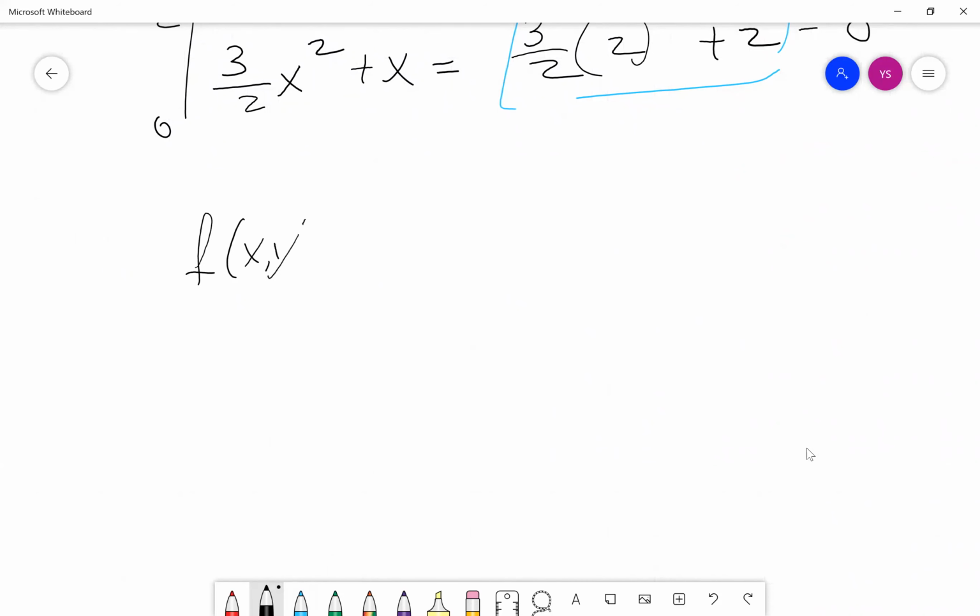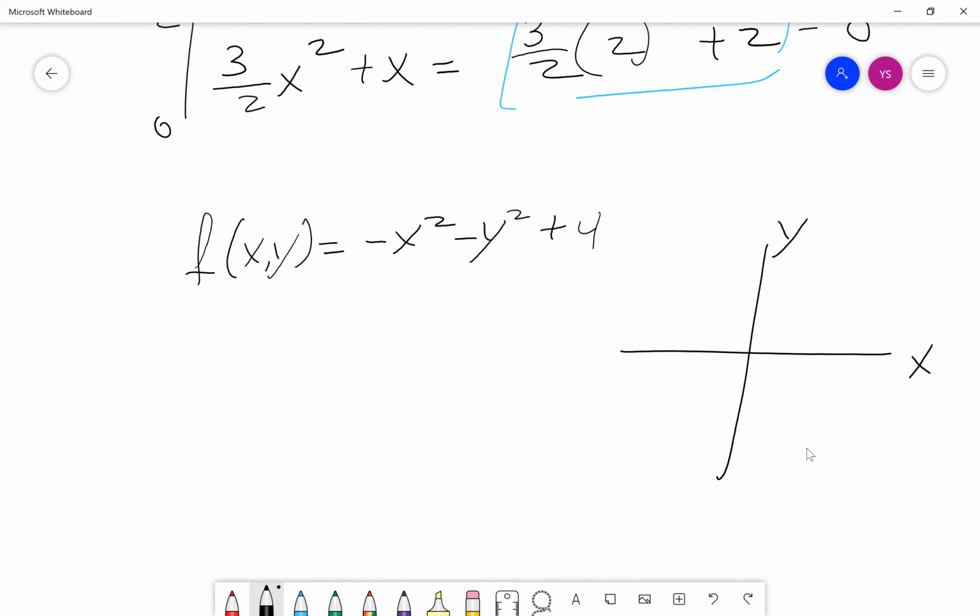Let's say f of x, y is equal to negative x squared minus y squared plus 4. So some function we've been dealing with for a while. And let's say you want to find the area in the rectangle. So let me draw, here's our x, here's our y. Let's go with a simple rectangle. So this will be x bigger or equal to 0, less than or equal to 1, y bigger or equal to 0, less than or equal to 1.